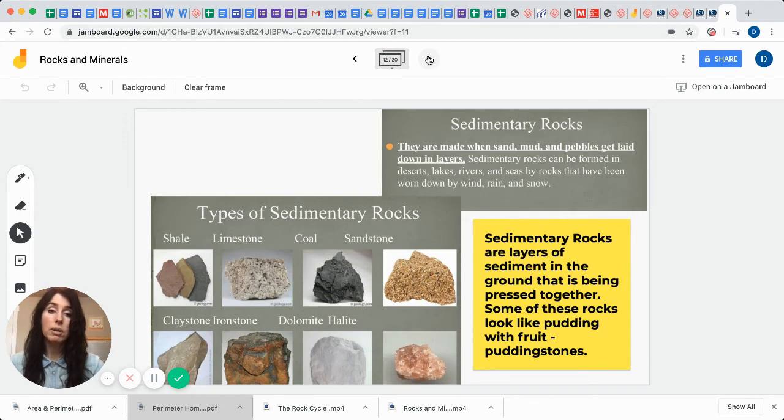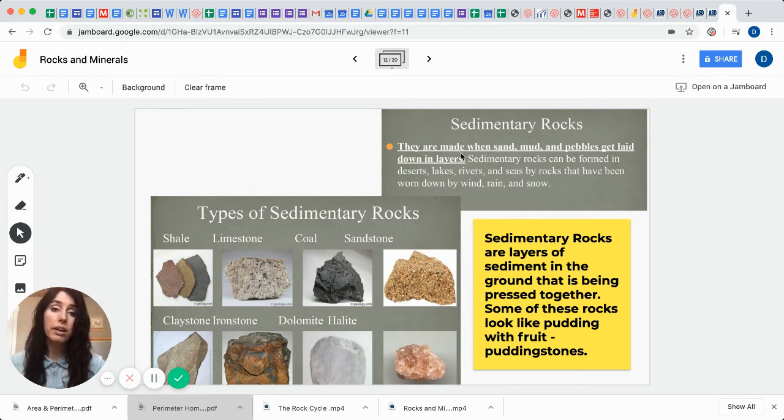Okay, now we're going to talk about sedimentary rocks. Sedimentary rocks, it says, are layers of sediment in the ground that is being pressed together. Some of these rocks look like pudding with fruit, and they're called pudding stones. But these are some other samples of sedimentary rocks that you might see near you or in different areas around the world.